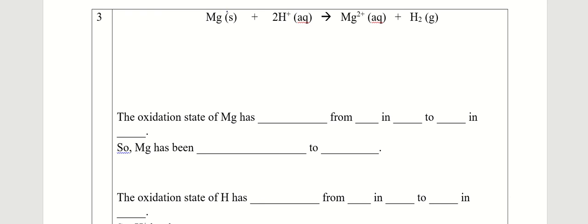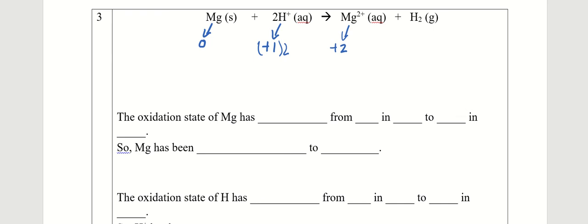We can see that magnesium here is in its elemental form, so all elements have an oxidation state of 0. H plus here is an ion, and you remember that the oxidation state of the ion corresponds to the charge. So the H plus here has an oxidation state of +1. Since there's 2 of them, we can also write multiply by 2. Magnesium here is an ion. You can see that the charge is 2 plus, so the oxidation state of magnesium ion here is +2.